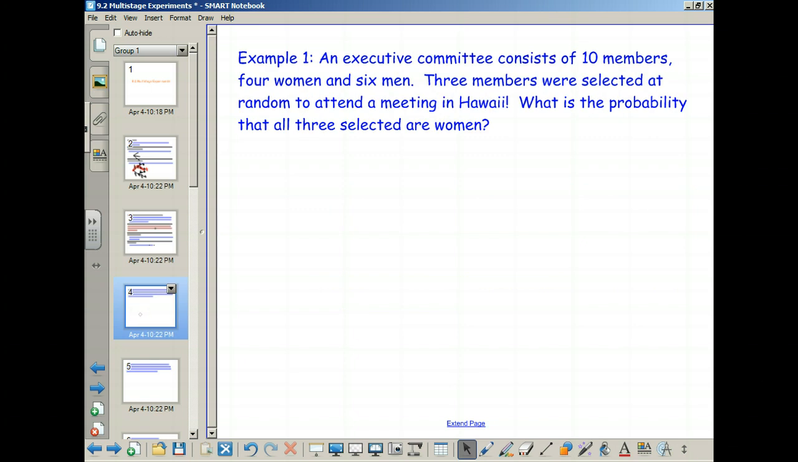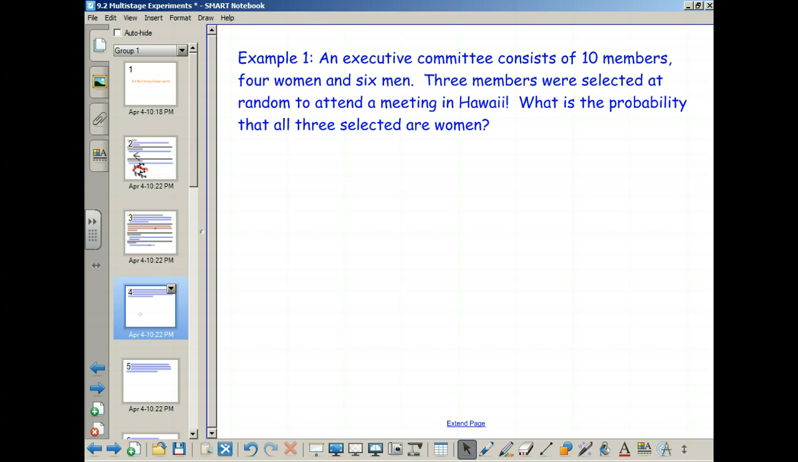But let's take a look at this one. An executive committee consists of 10 members, 4 women and 6 men. The members are selected at random to attend a meeting in Hawaii. We want to know the probability that all 3 selected to go are women. Well, this is going to be done with a tree diagram.